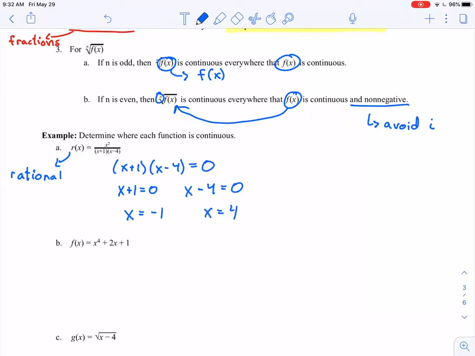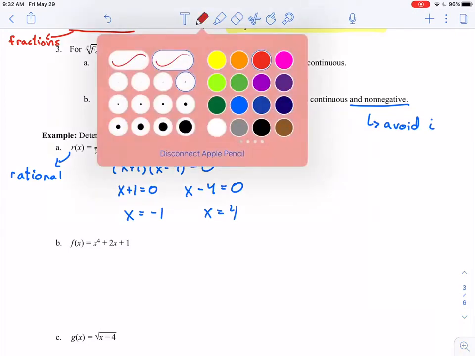So I certainly could say, well, my function is continuous everywhere except for x equals -1 and x equals 4, because those are the points of discontinuity. But again, I'm really going to encourage you to use interval notation wherever you can, because we're going to be using it so often in our class. So here I'm going to show you how to write interval notation.